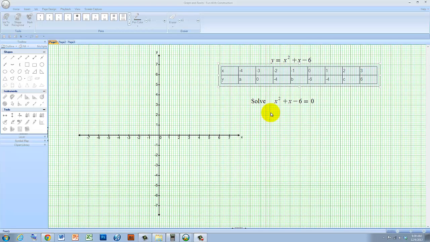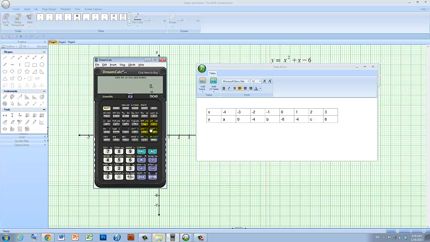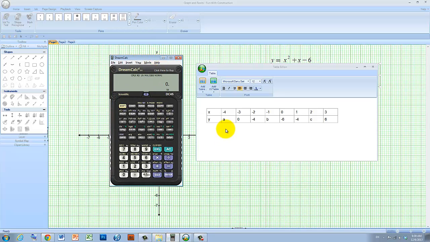Next, we are going to learn how to solve the quadratic equation x squared plus x minus 6 equals to 0 graphically. In order to do so, we have to first draw the quadratic curve y equals to x squared plus x minus 6. We will do so by plotting a table and finding the values of a, b, and c here.